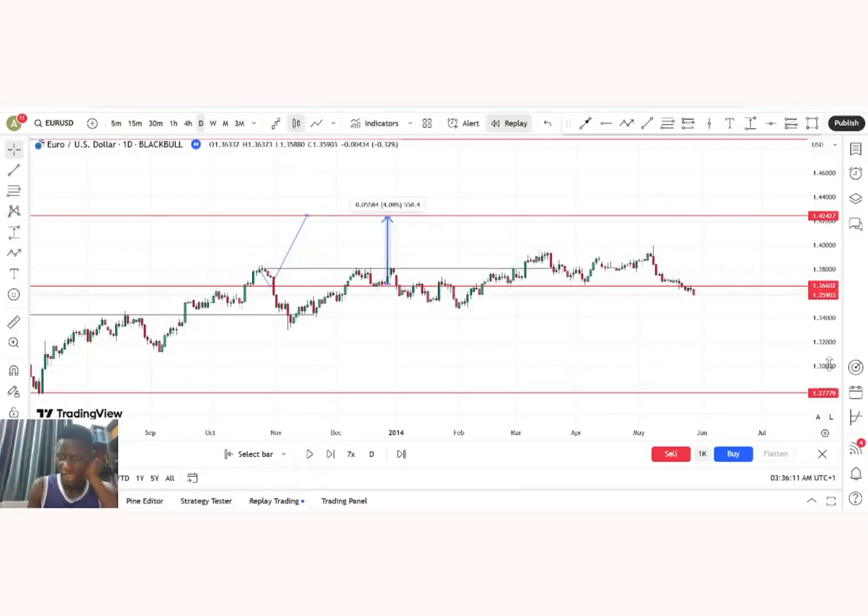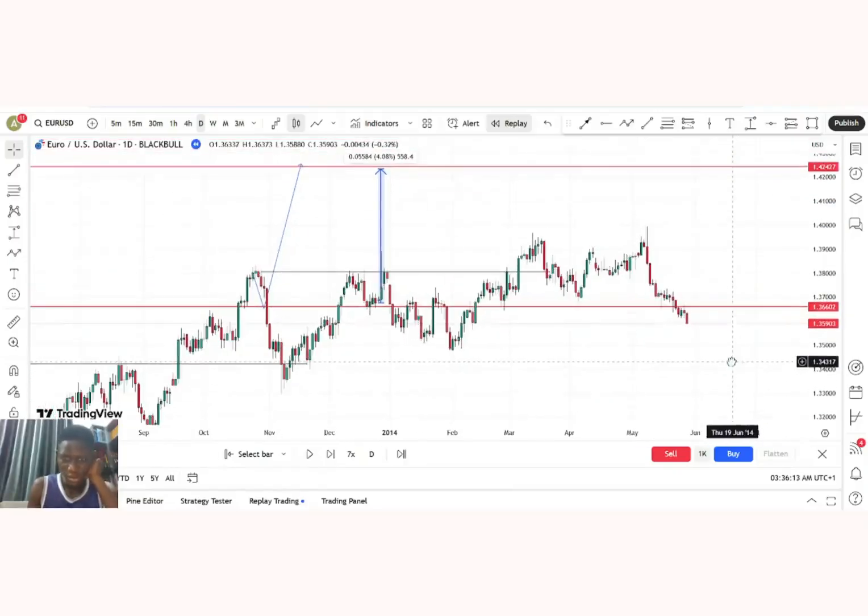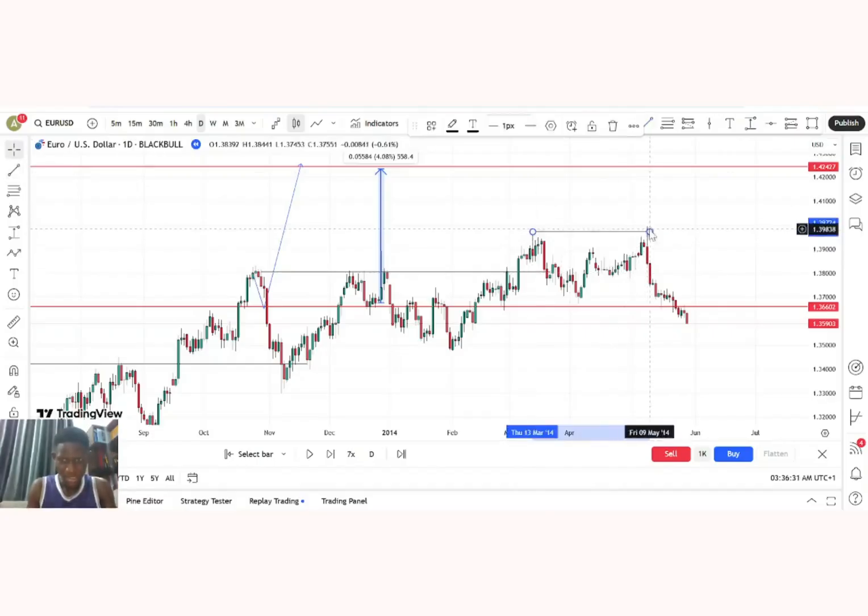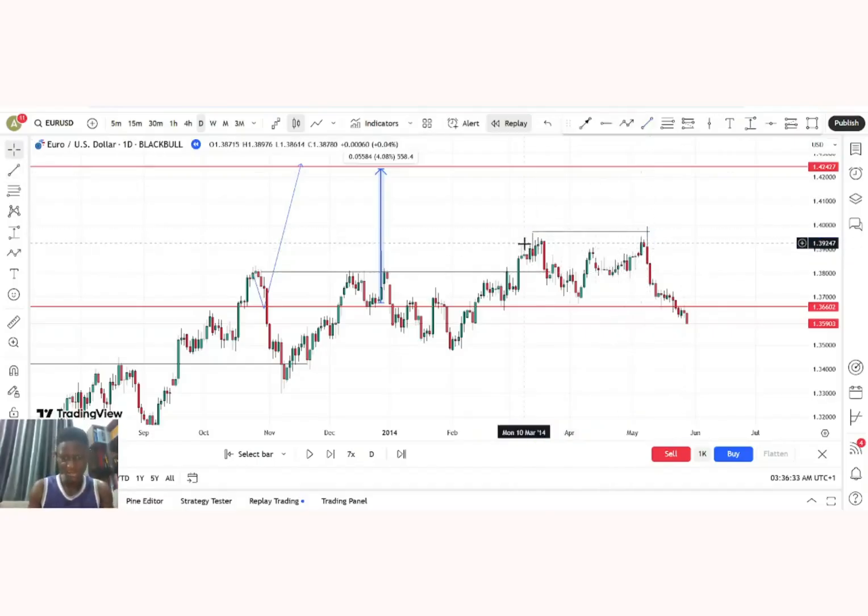Okay, so looking at this now, what do you notice? After this breakout, the market came back, retested this zone, retested this level, and then what happened? It pulled the momentum up to the upside, and then it retraced a little bit, and then you saw this. What will you liken this zone to? This is a double top. This is a resistance zone as well.